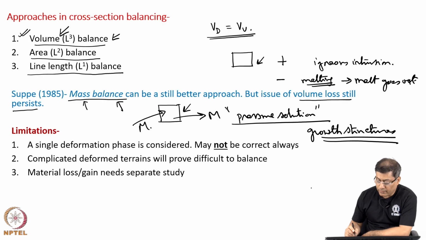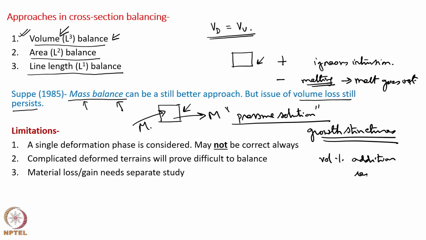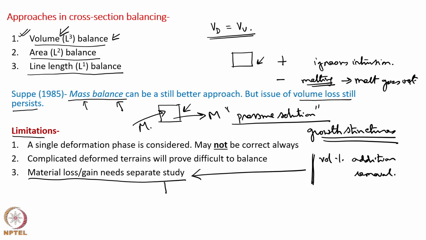If we can quantify the volume percent addition or removal, we might be able to do a better cross section balancing. So, here comes a limitation. Material loss or gain needs separate study. Actually, it is not a problem of cross section balancing. In fact, it has a good prospect of raising more questions, doing more research and improving our ideas about the terrain. What are the other limitations?